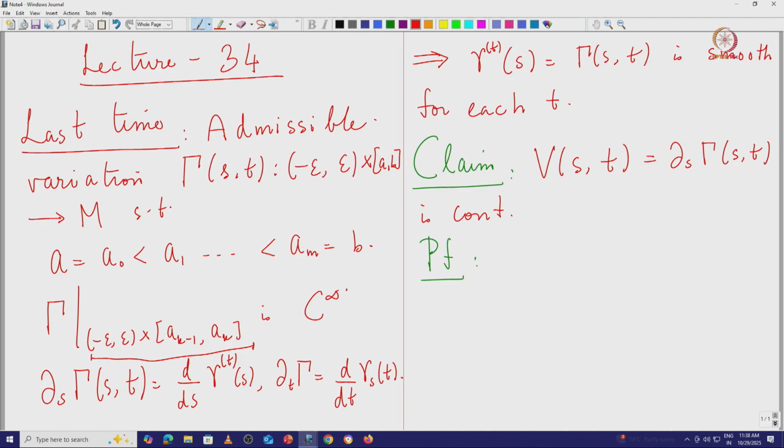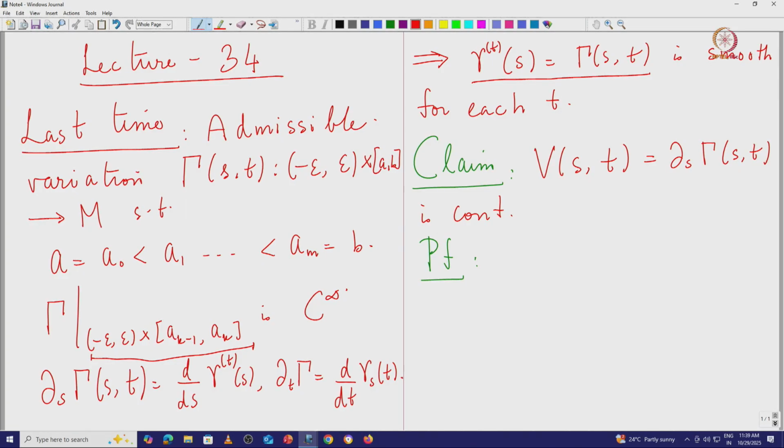And then our notation was that we denote by del s gamma the velocity vectors of the transverse curves and del t gamma to be the velocity vector of the horizontal curves, right. So a consequence of the definition is that if you look at the transverse curves, they are actually smooth for every t. Unlike for instance the horizontal curves, even if you fix an s, the horizontal curve is only piecewise smooth, it is not smooth, right. It may not be completely smooth.